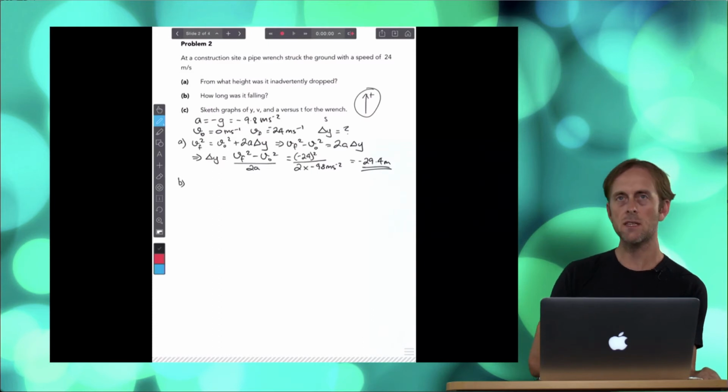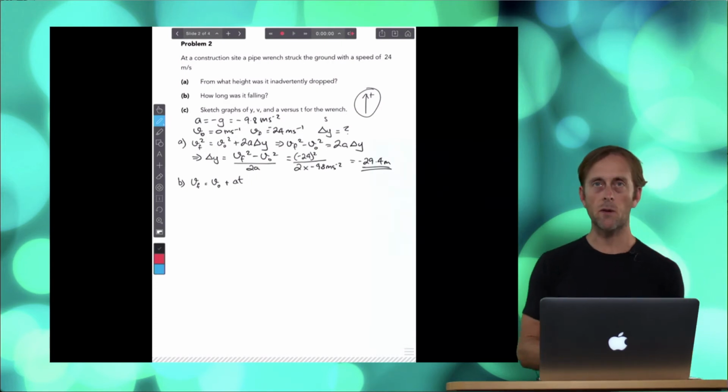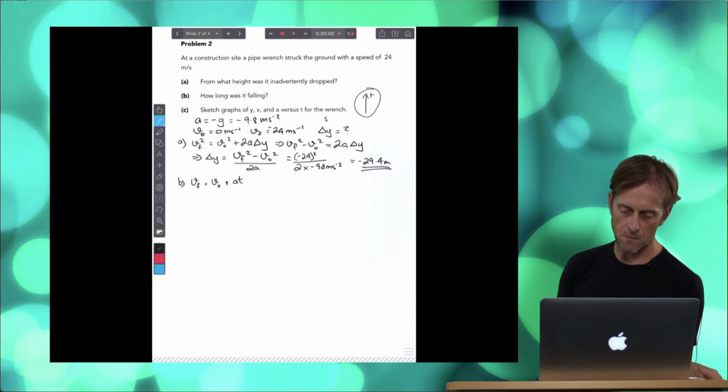The next question we're asked is how long it was falling. Well, we can solve a very easy equation of motion, which is just this guy. The final velocity equals v naught minus at. Okay, that's just one of our equations of motion. And we just solve it for, so it'd be plus at, sorry. In this case, that's going to be minus g. So that's our equation of motion there. It's one of our equations of motion.